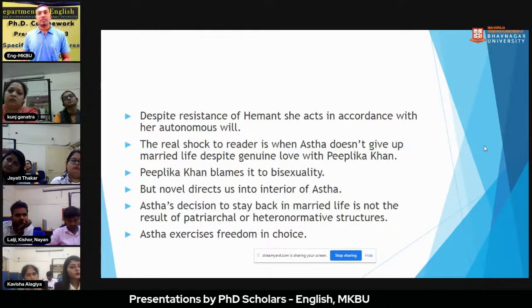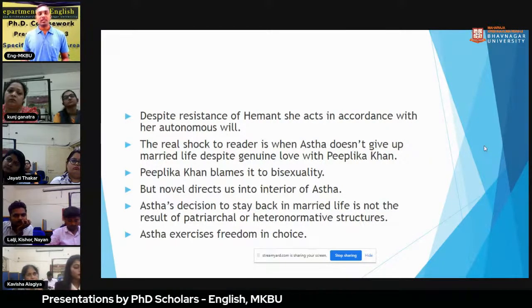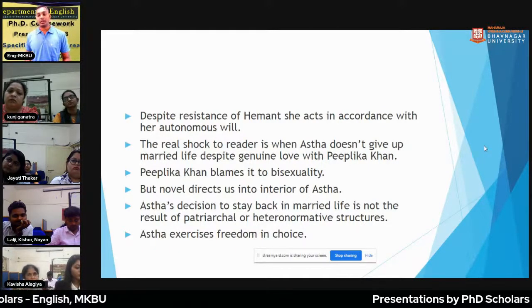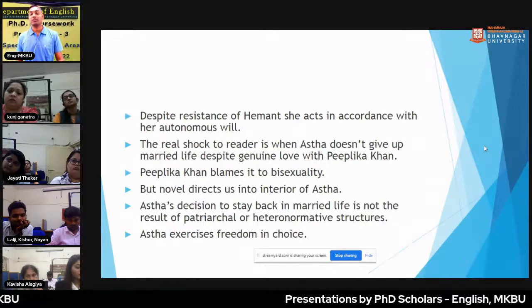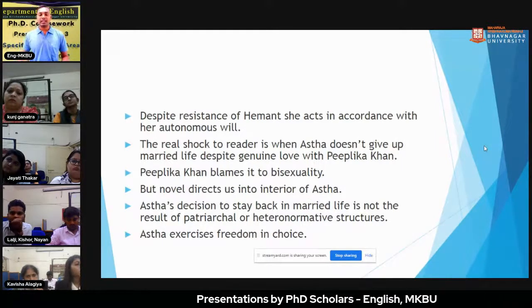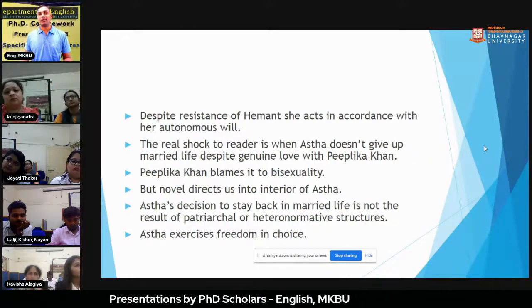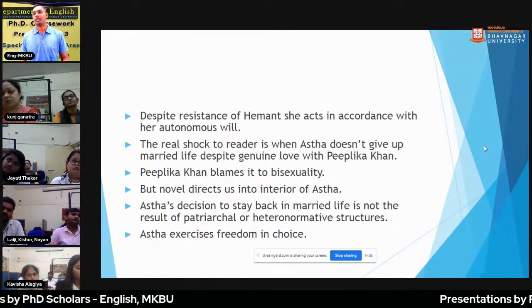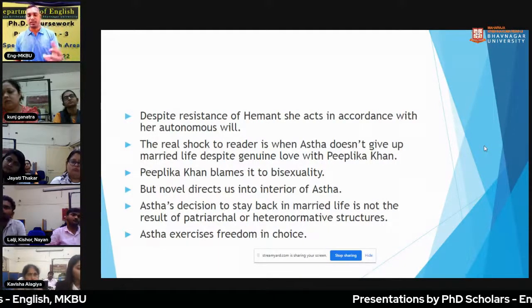And these are the things which are there. Because of the dissatisfaction in her married life, she meets a person, a widow of a Muslim husband, and her name is Peeplika Khan. So she meets her, and then they start evolving the relationship, which is considered in today's terminology as a relationship of lesbianism, that is, a lesbian relationship.